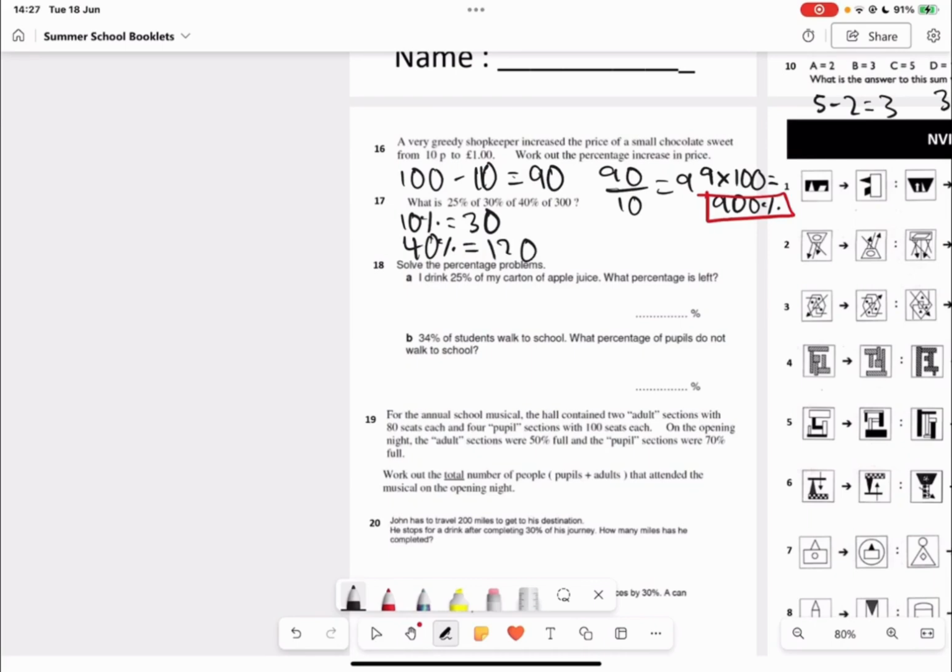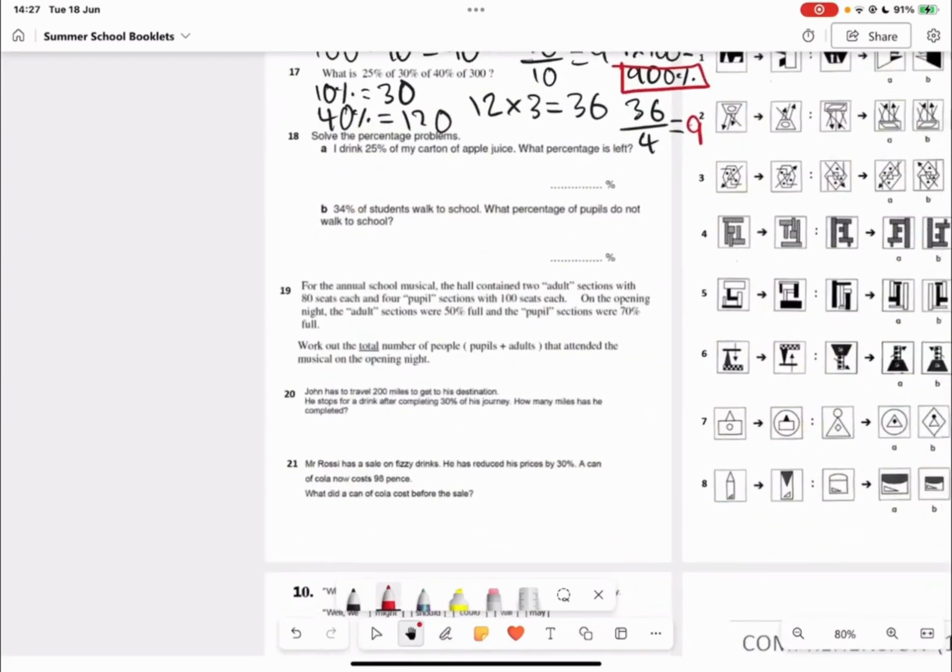And then we find 30% of that. So how we find 30% of 120, well, 10% of that will be equal to 12. And multiplied by 3 will be equal to 36. And then we find 25% of that, which is 36 over 4, which is our answer for question 17, 9.